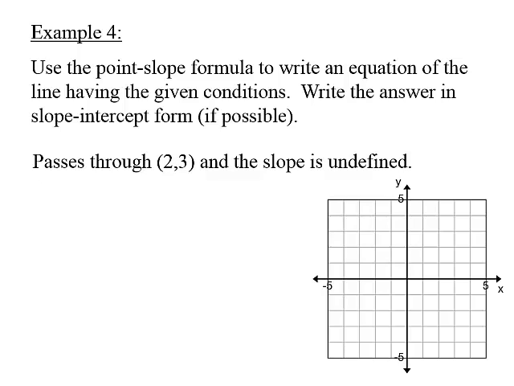Passing through the point 2, 3 with a slope that's undefined. An undefined slope corresponds to a vertical line. A vertical line has the form x equals some number. Because we're passing through the point 2, 3, our vertical line is going through the x value of 2. So the equation of this line is x equals 2.